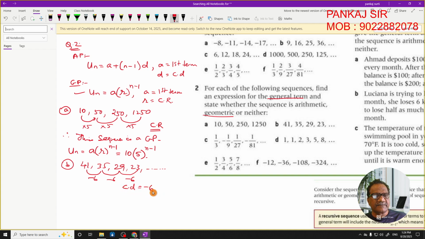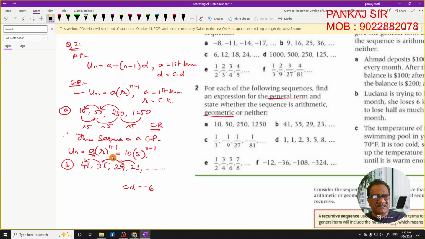See how you get minus 6? You have to see the difference this way: 35 minus 41 is minus 6, and 29 minus 35 is minus 6. So you should always go from right to the left. Here also you go the same way: 50 divided by 10 is 5, 250 divided by 50 is again 5. Either you do it this way or that way, but I don't want to confuse you. You should always go this way only.